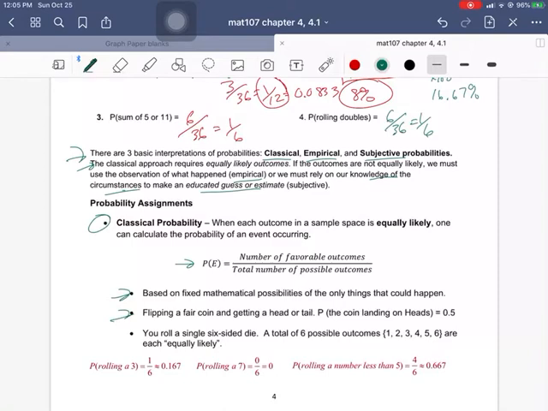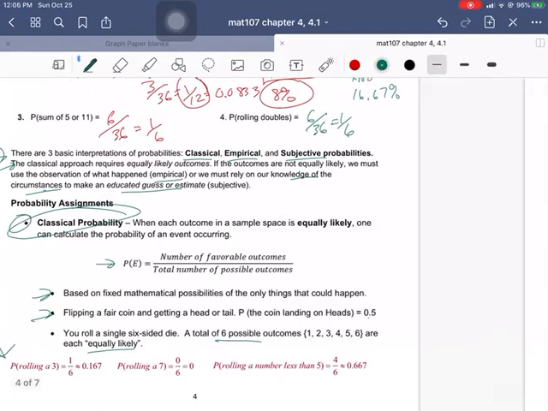Flipping a fair coin and landing on a head, the probability is 0.5. You roll a 6-sided die. Total possibilities is 6. Each is equally likely if it's a fair die. It's not a loaded die. It's a fair die, as in there's equal chance it would land on any one of the 6 sides. You get the following probabilities. So what we've been doing is classical probabilities.